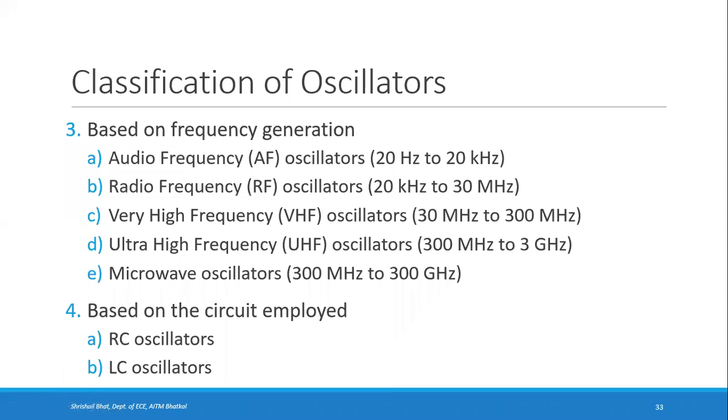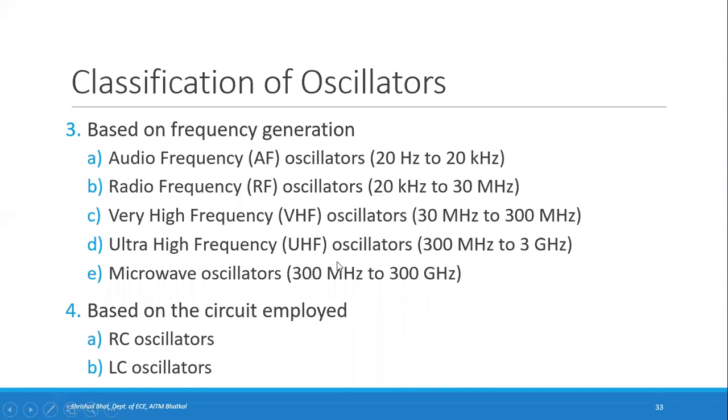The next classification is based on the frequency generated by the oscillator. There might be different ranges of frequency. If the frequency generated is between 20 hertz to 20 kilohertz, it is the audio frequency, AF range. If the frequency is between 20 kilohertz to 30 megahertz, it is the RF range, that is radio frequency oscillators. If it is 30 megahertz to 300 megahertz, it comes under the very high frequency range, so very high frequency oscillators. If it is 300 megahertz to 3 gigahertz, it is the ultra high frequency range, UHF oscillators. Or if it comes between 300 megahertz to 300 gigahertz, okay, that is the microwave range. So those are microwave oscillators. That is based on frequency generation.